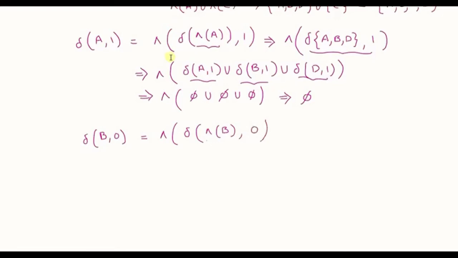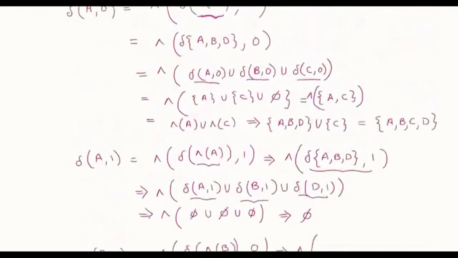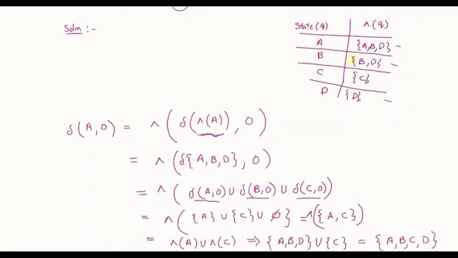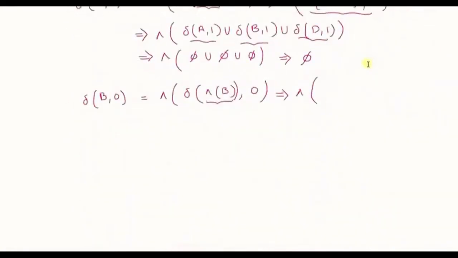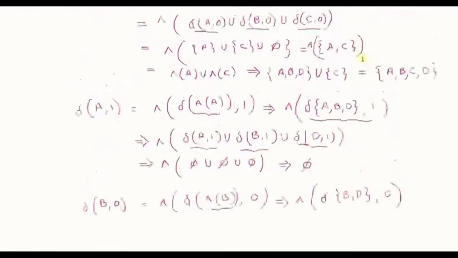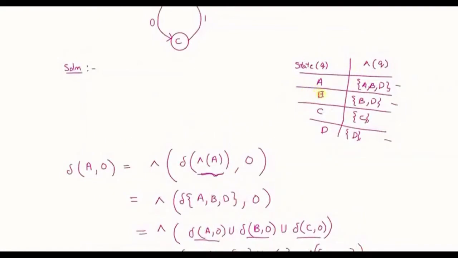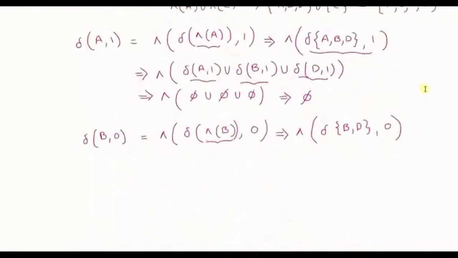Again we have to find out what is epsilon closure of B, and we'll write it here. So what is epsilon closure of state B, or null closure of state B? You refer to this diagram: null closure of state B is B comma D. So I will write here delta of B comma D, comma 0. Why? Because for state B the null closure gives you B comma D, so just substitute it there.